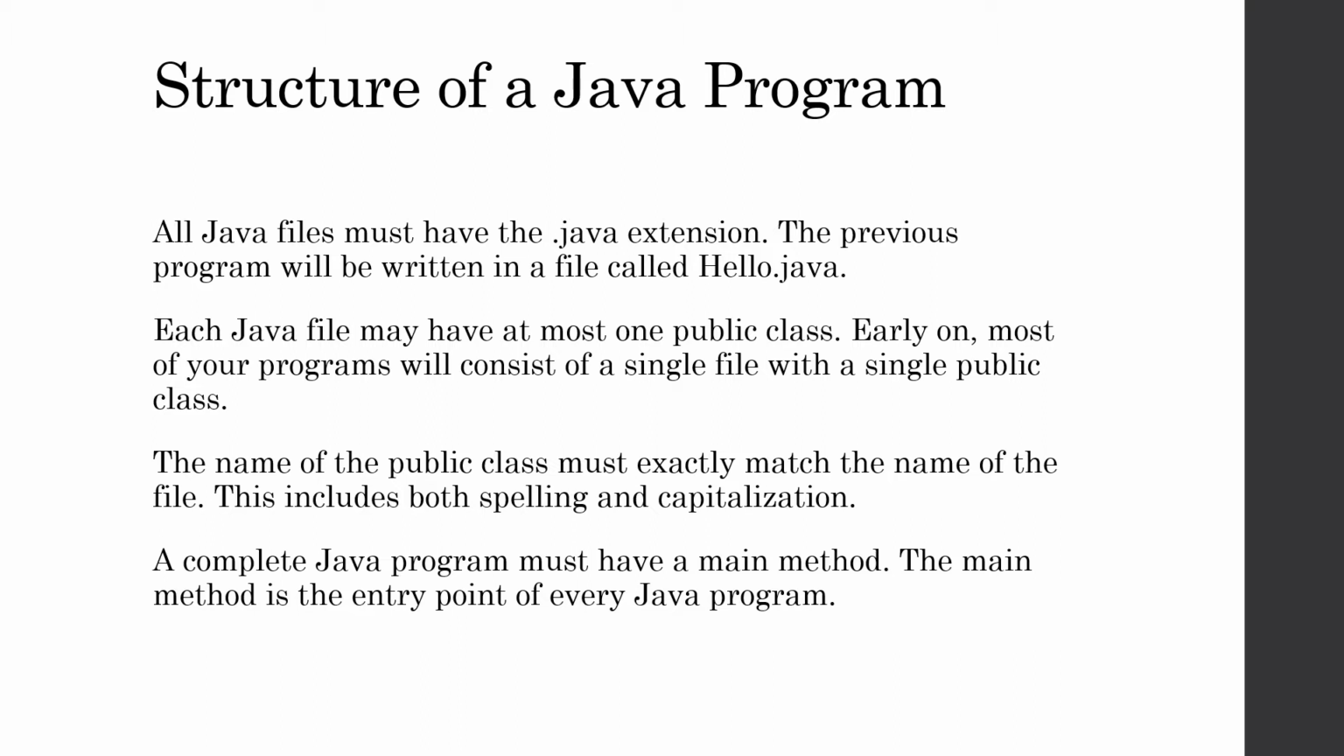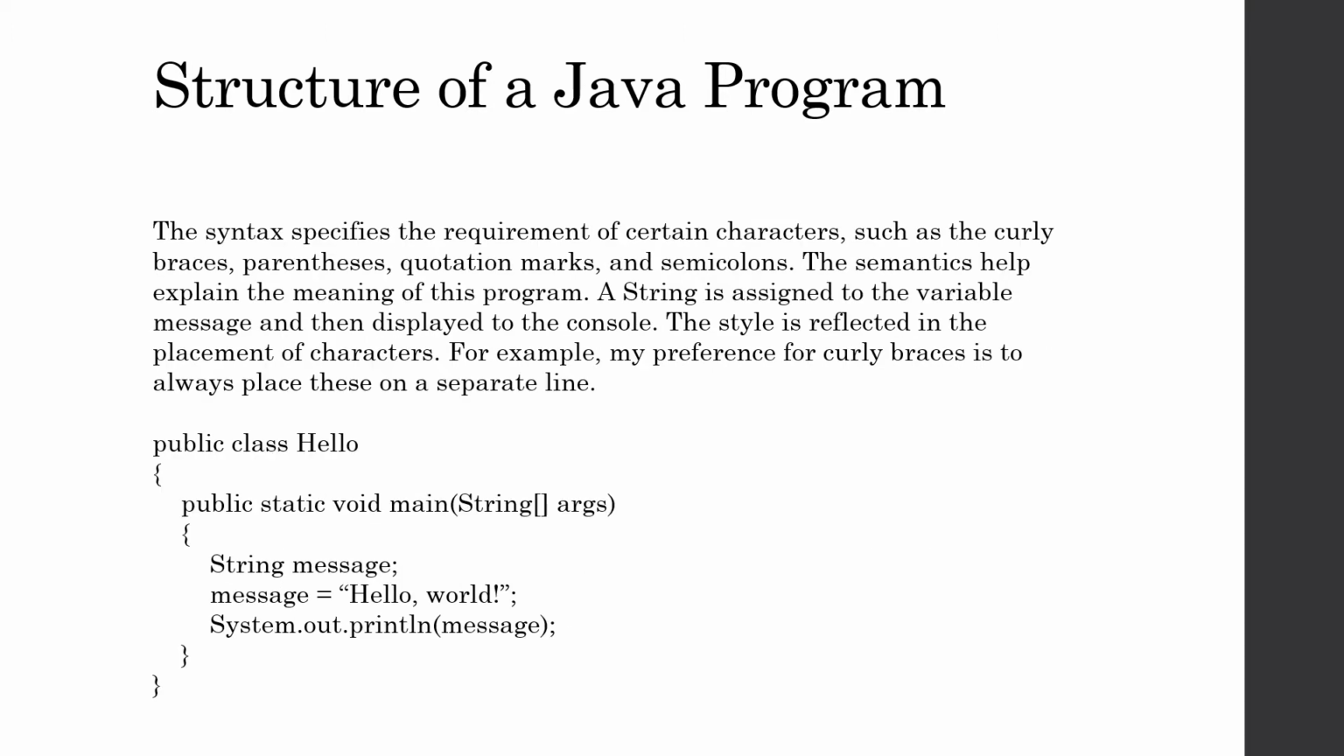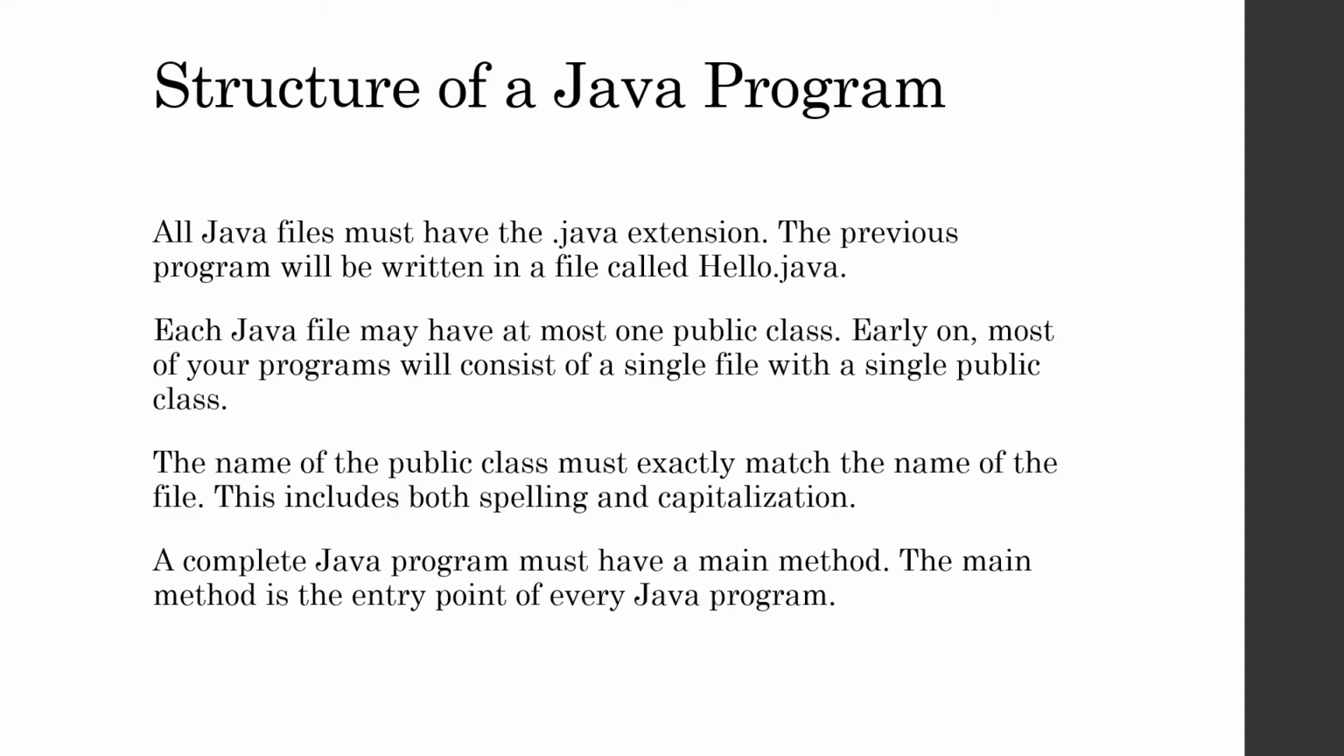Each Java file may have at most one public class. This public class hello is the only public class that we can put into this program. For the most part, at least early on, the programs that you're going to be writing will just have a single file with a single public class. The only thing you need to keep in mind is that the name of that class and the name of the file have to be exactly the same.